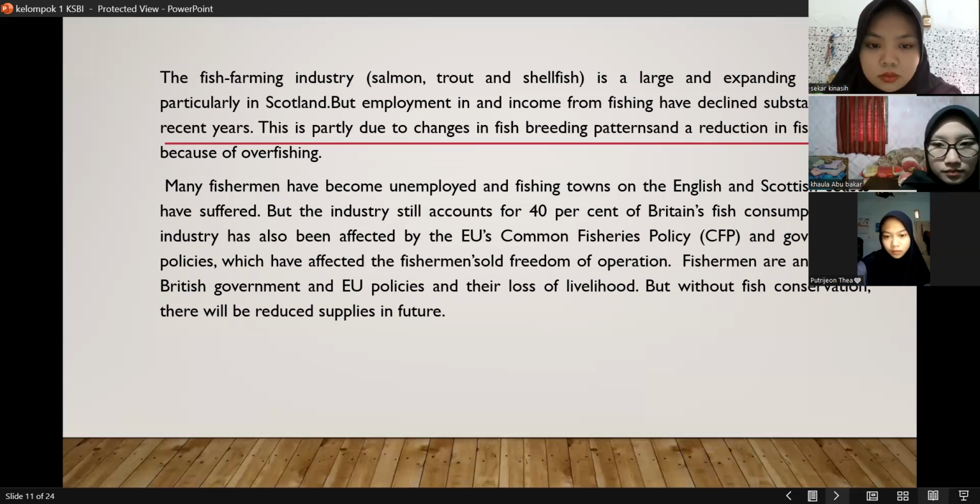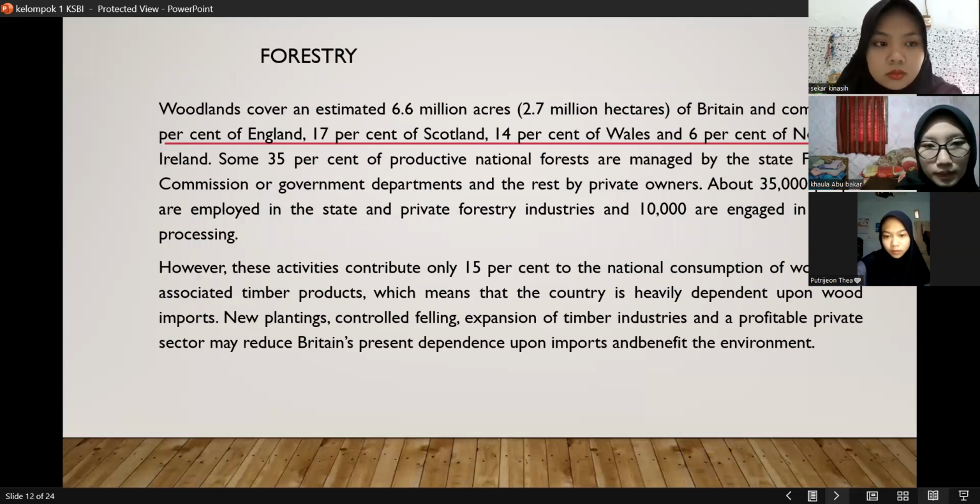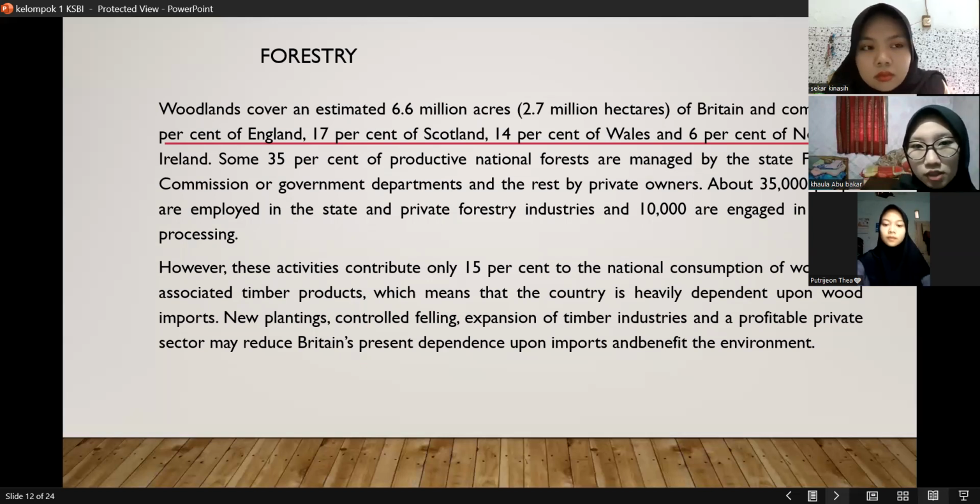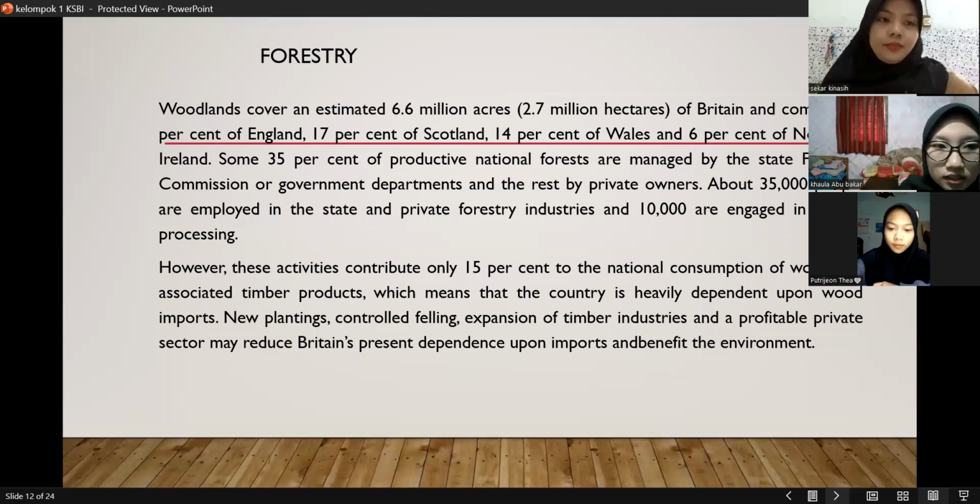Next, forestry. Woodland covers an estimated 9.9 million acres of Britain and comprises 8% of England, 70% of Scotland, 40% of Wales, and 6% of Northern Ireland.